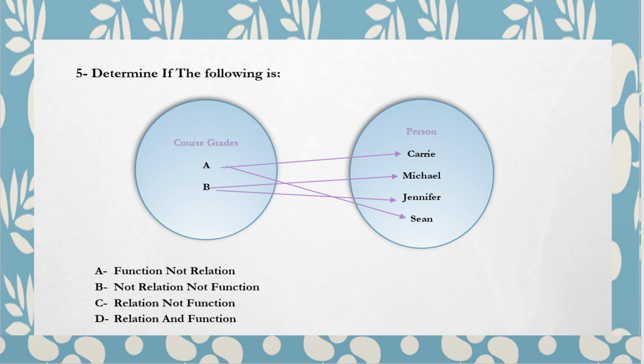Example 5, determine if the following is a relation and function or not. The first set is the course grades, and we can say it's the domain. And the second set, the range, is the person names. Each element in the domain corresponds to more than one element, because the grade A corresponds to Carrie and Shan, and grade B corresponds to Michelle and Jennifer.